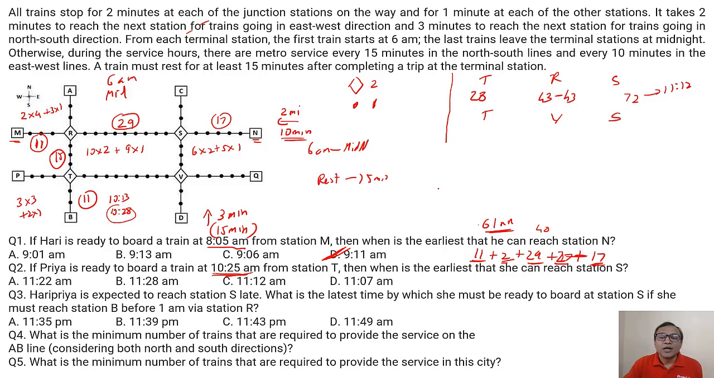I repeat this again. If the train from P starts at 10:20, it will leave station T at 10:33. Why 33? Because 11 minutes to reach station T plus 2 minutes stoppage time. The 10:20 train will leave at 10:33, which I can catch. The previous train leaves at 10:23, which I will not be able to catch because I am ready at 10:25. So if I leave at 33, it will take me 29 minutes to reach V.